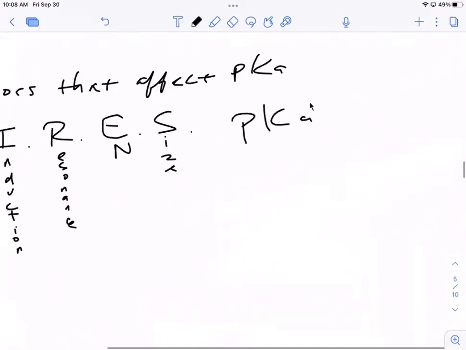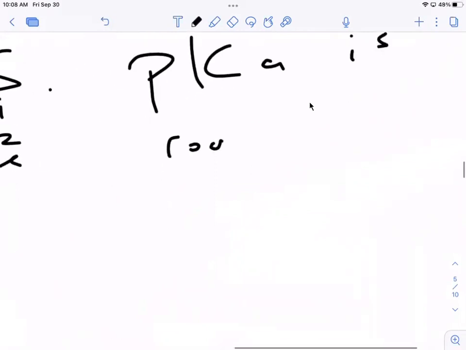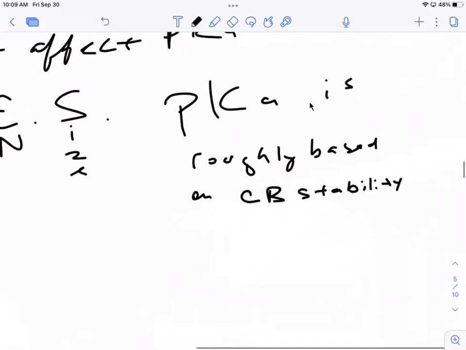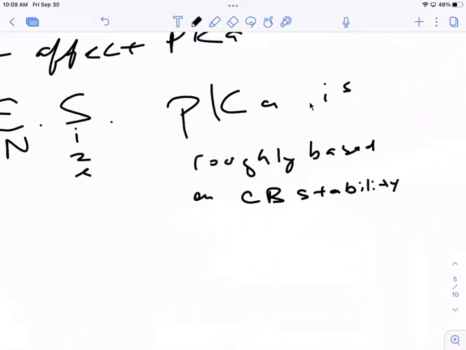The pKa of any acid is roughly based on the conjugate base stability. So when you see an acid and it has a low pKa, normally what that means is that when you pull off the proton of that acid, it's got a negative charge there. For most acids, you're going to have a negative charge on the atom where the proton was. That negative charge needs to be stabilized by something, right?